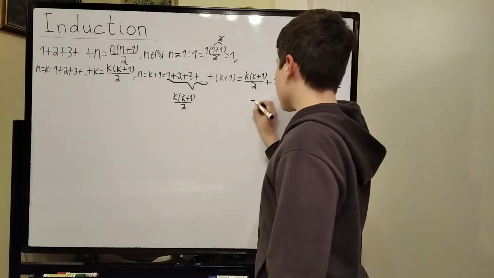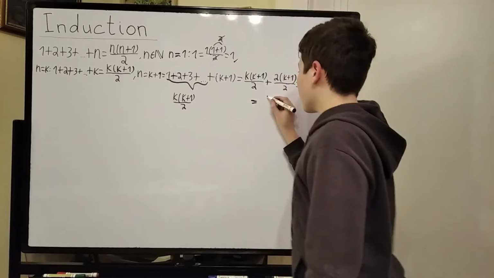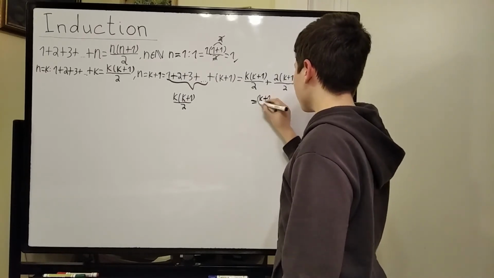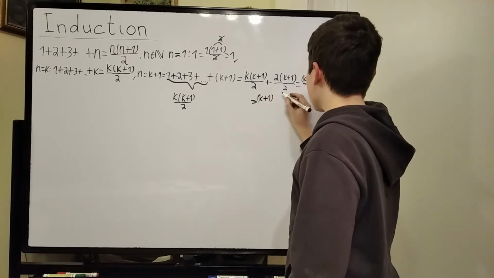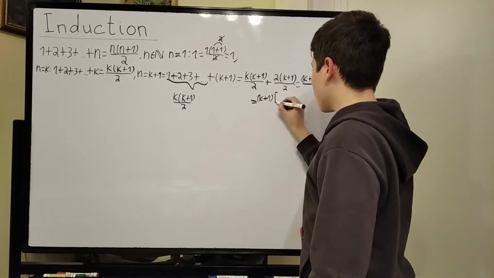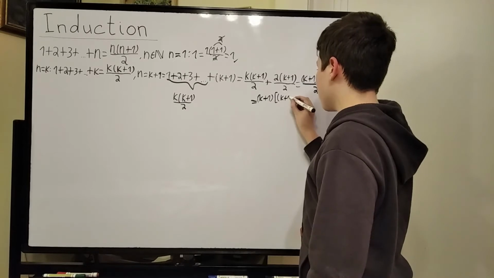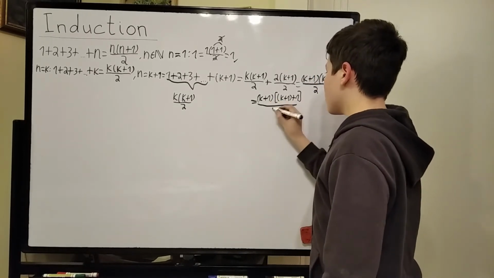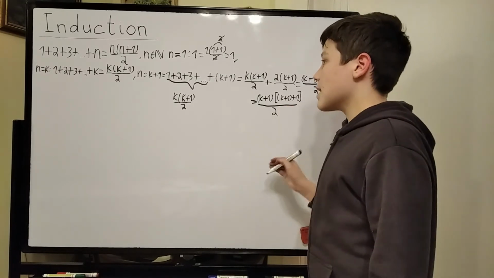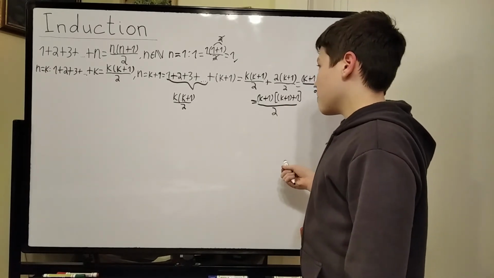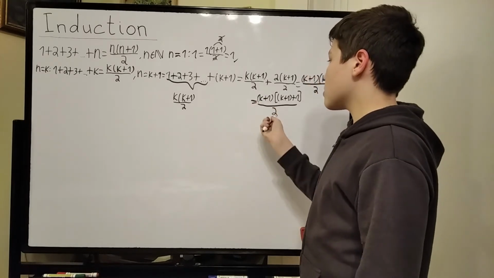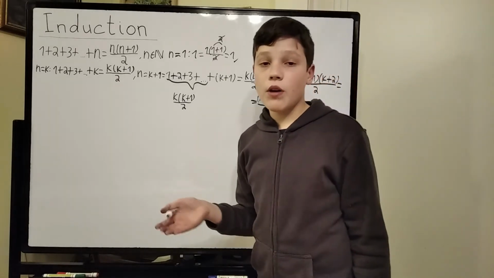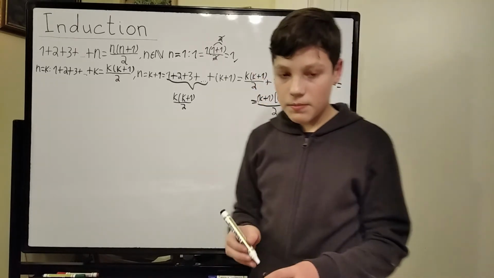But now we can write this in another way. We can write this as k plus 1 times k plus 1 plus 1 over 2. And that is exactly what we needed to show. That when substituting n is equal to k plus 1, we get exactly this, because that's our formula. So that finishes off our first example of regular induction.